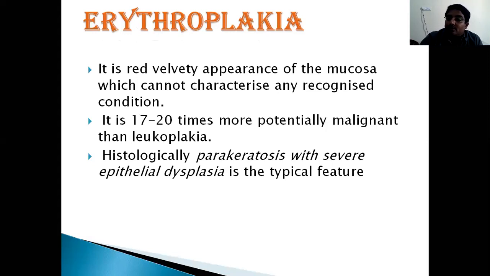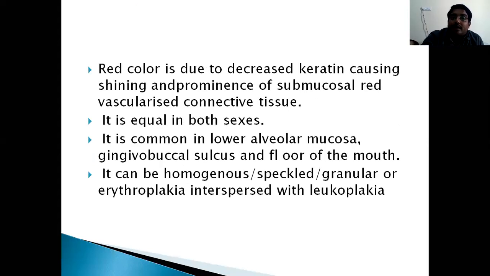Histologically, parakeratosis with severe epithelial dysplasia is the typical feature of erythroplakia. The red color is due to decreased keratin, causing shining and prominence of the submucosal red vasculature and connective tissue. It is equal in both sexes. It is common in the lower alveolar mucosa, gingivobuccal sulcus, and floor of the mouth.